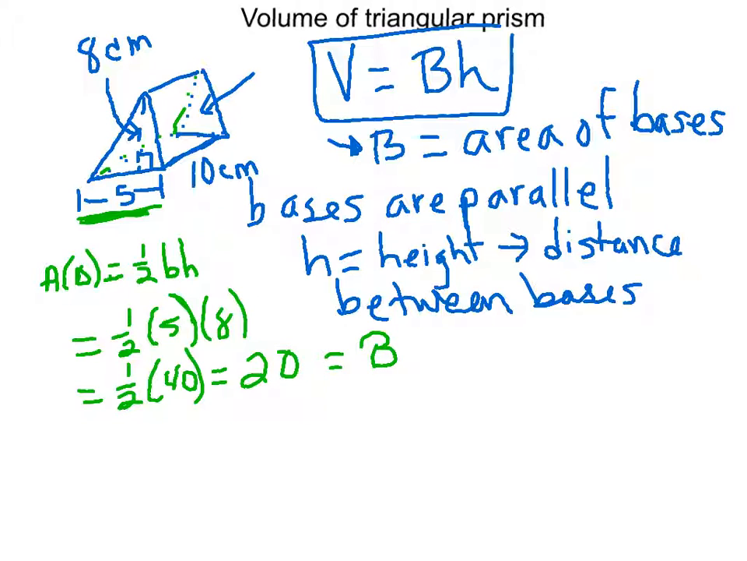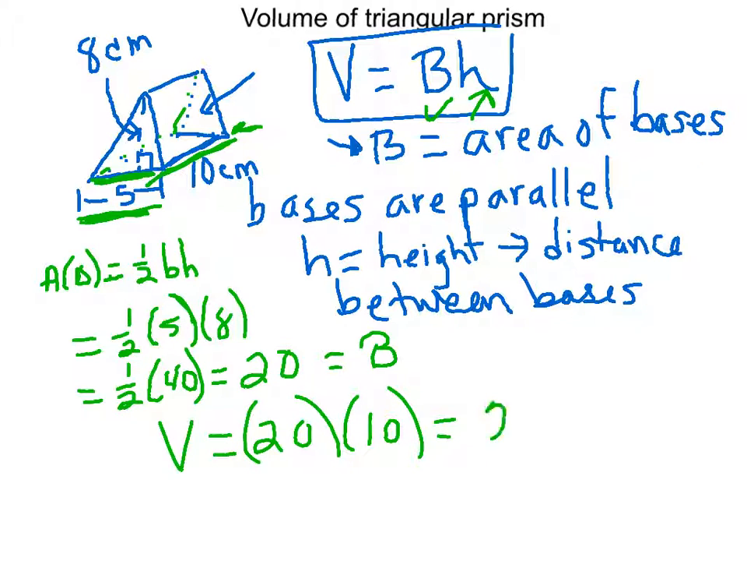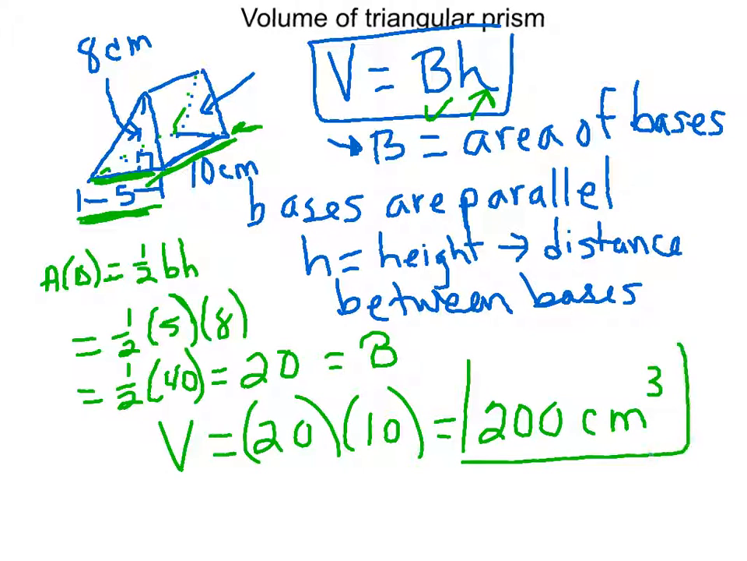So if we go back to our formula, we have this guy. We need to find h, which is the distance between the bases. Well, we have a triangle in the front, and we have a triangle in the back. This is going to be the distance between them. So our volume is going to be 20 times our distance between the bases, which is 10. So it's 200 cubic centimeters. A little bit of multiplication and you're all set.